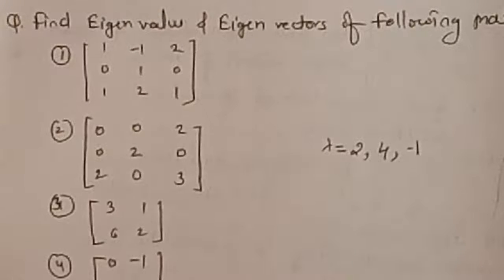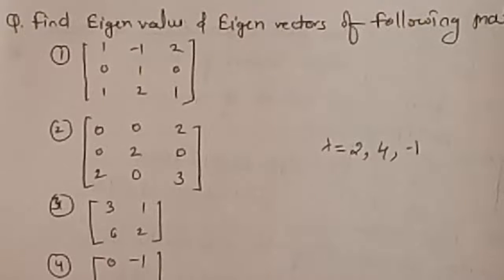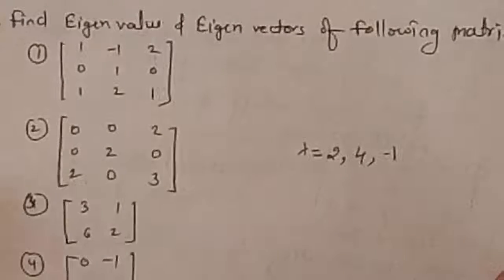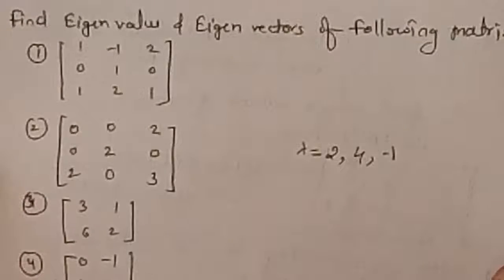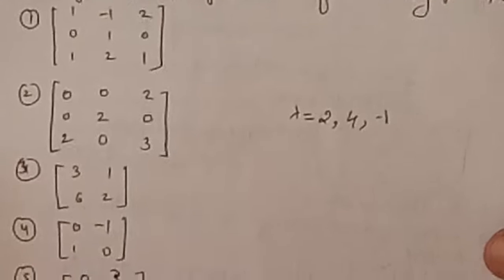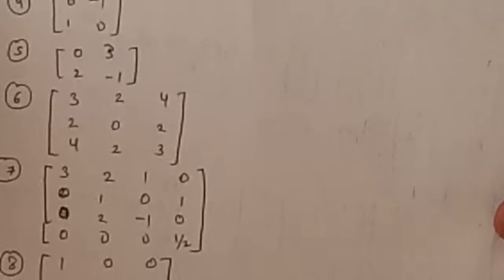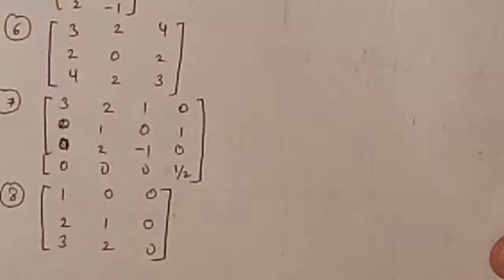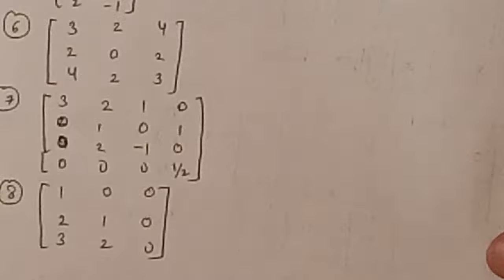These are the next questions for which you have to find eigenvalue and eigenvector. First of all, we have the first matrix as this, second one, and we have third one, fourth, fifth and sixth, this is seventh and this is the eighth matrix. So you have to calculate eigenvalue and eigenvector for these 8 matrices.